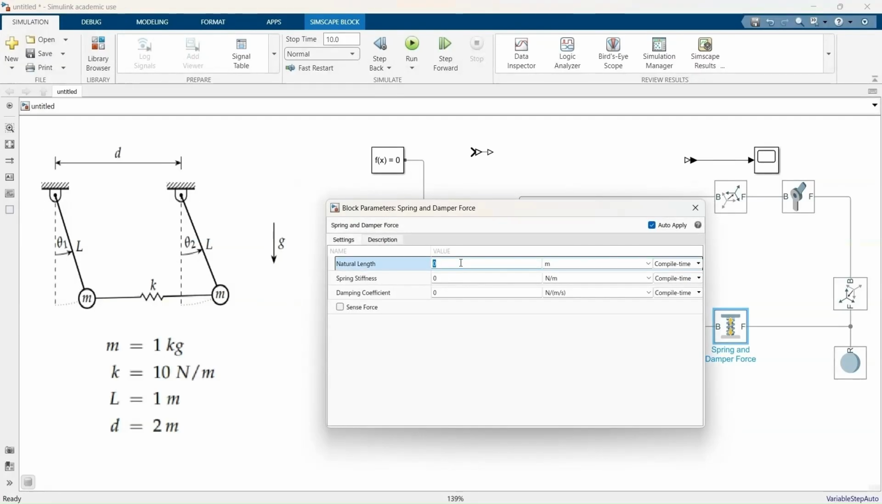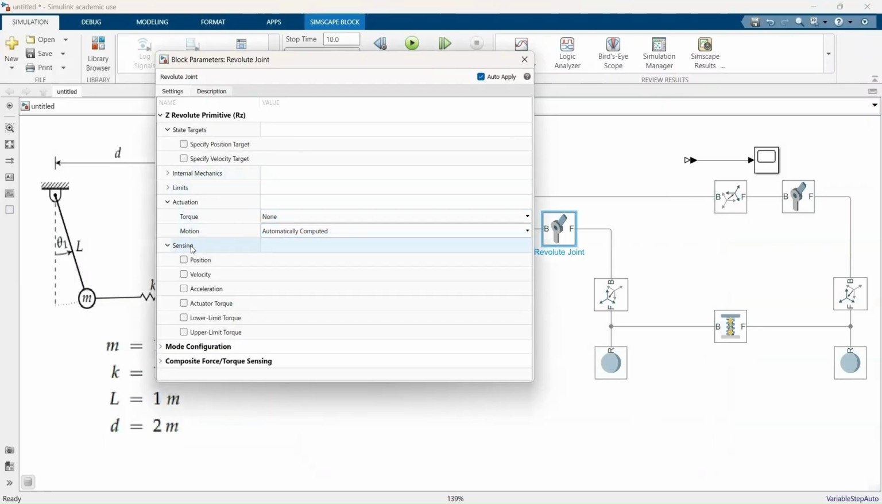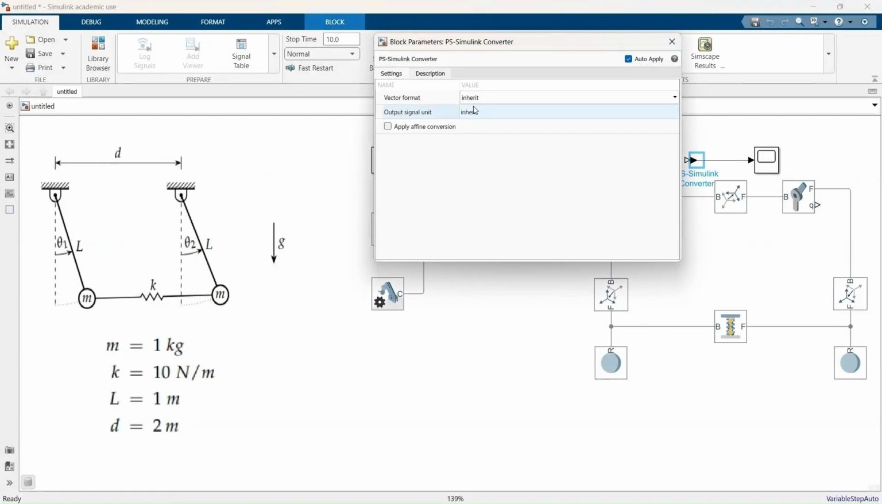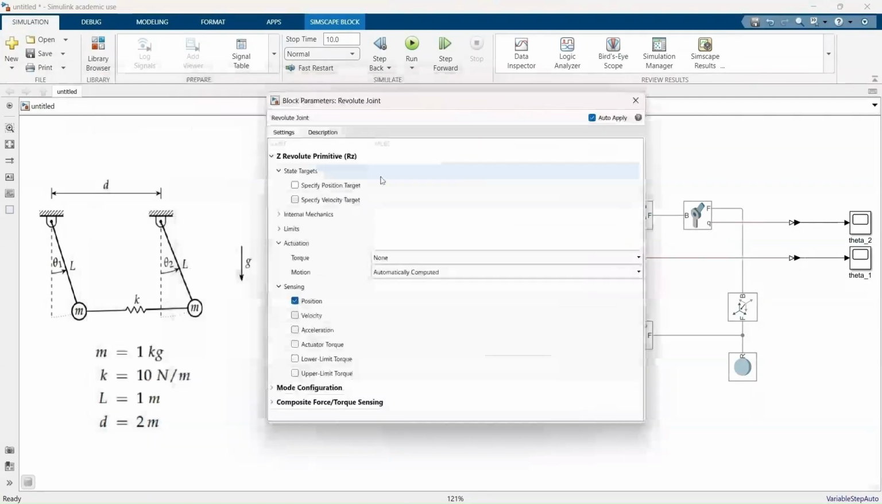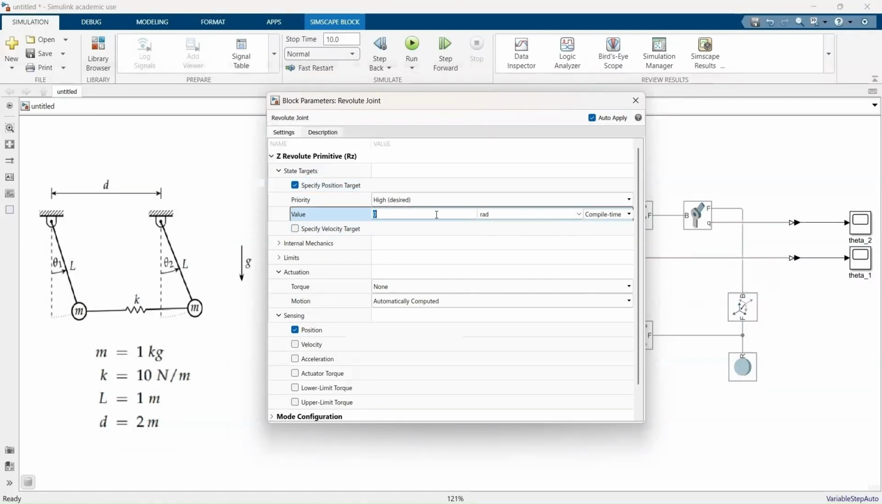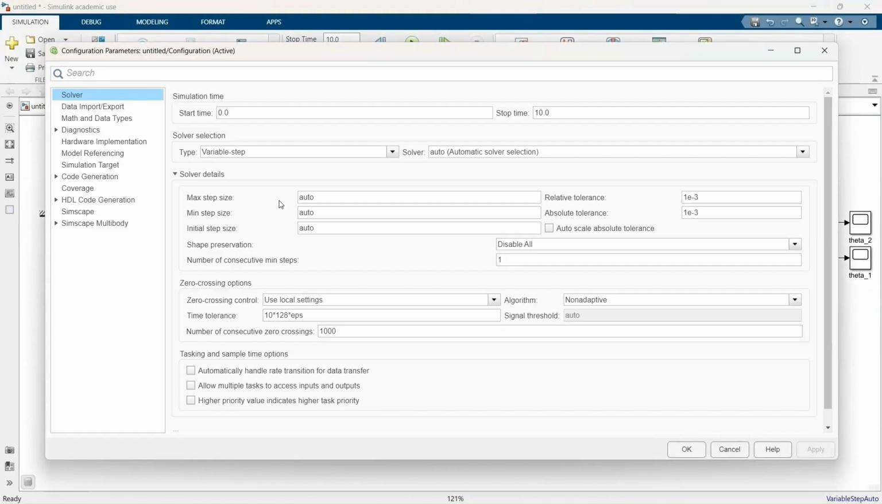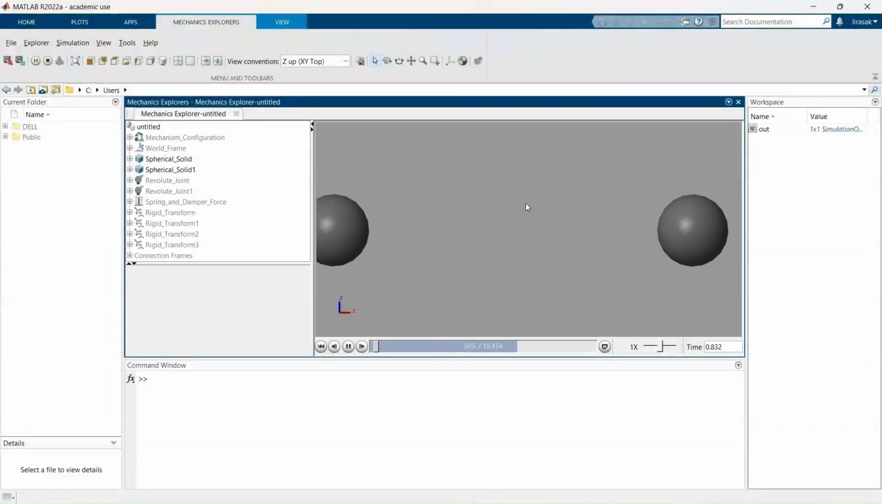And I'll set the natural length to match the distance between the joints. Then I'll measure their angles to observe the motion. Okay, now let's set the initial angle for this pendulum. Let's use pi over 30. Here we go. As you can see, it works.